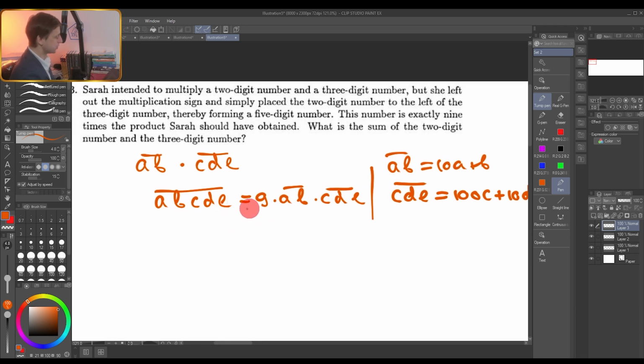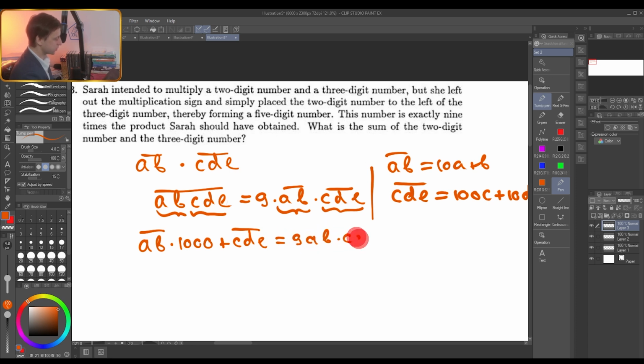What you should notice here is that you have a structure A, B, C, D, E. These numbers go one after another, and here you have pretty much the same. And how can we represent this number? Well, obviously we can represent it as AB times 1000. If you multiply by 1000, you will get AB and 3 zeros at the end. And after that, you can simply add CDE and you will get exactly this number. And it is equal to 9AB times CDE. That's what you have here.